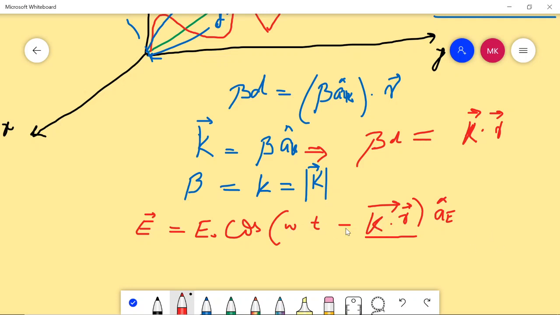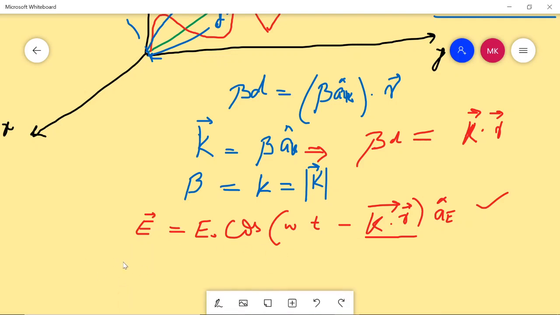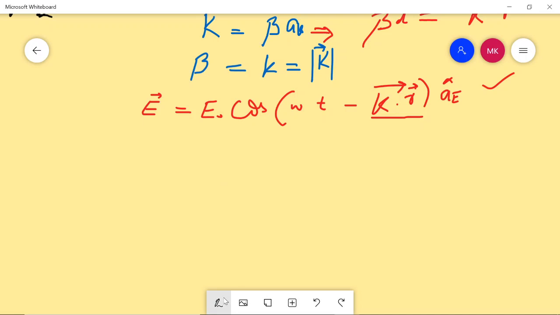This is a general expression of the wave moving in the K direction. The direction of the E vector will be perpendicular to this K vector.